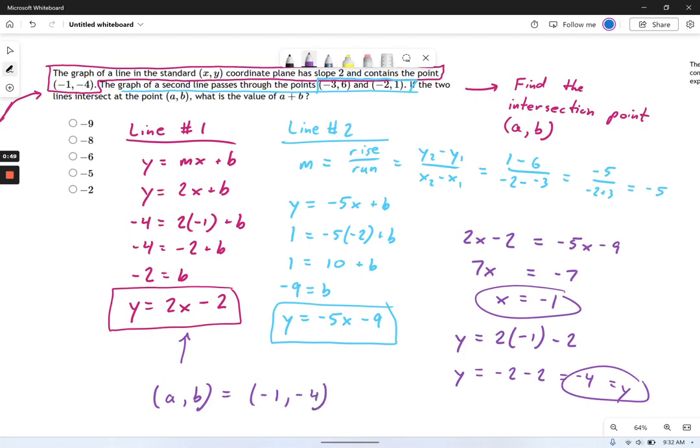Okay, and what we're asked for in this problem is a plus b. It's just a cute little way of making it harder to guess by asking you for the sum of these two things. So -1 plus -4, that'll be -5 right here. Okay, so just a reminder, when you're faced with a problem like this and they don't come out and tell you the slope, you have to use the rise over run equation right here, find the slope. Once you have the slope, then you need to use y equals mx plus b and work your way towards the y-intercept, and then you should be in the clear.